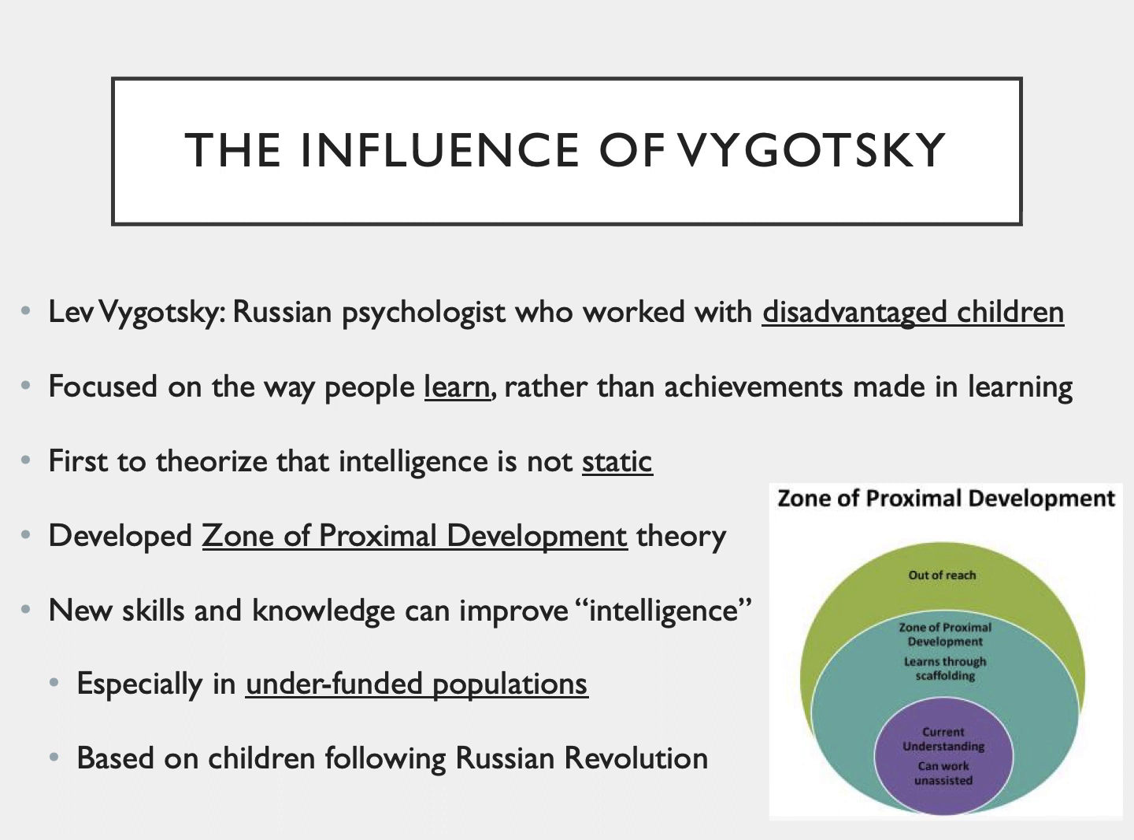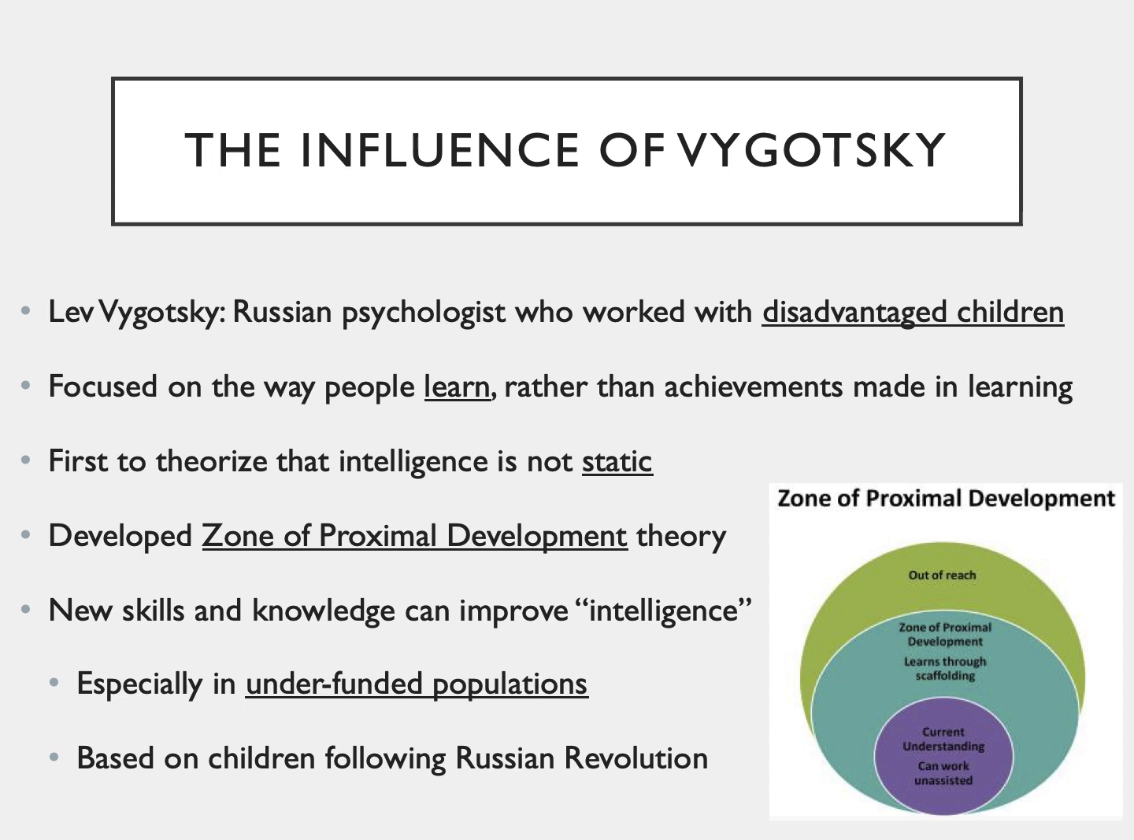Okay, let's get back to intelligence theories. I want to discuss the influence of Lev Vygotsky, who's a Russian psychologist who worked with disadvantaged children following the Russian Revolution. Vygotsky focused on the way people learn rather than achievements made in learning. He was really the first to theorize that intelligence is not static, which means it's not fixed. Basically the idea that intelligence can be developed and can be improved.